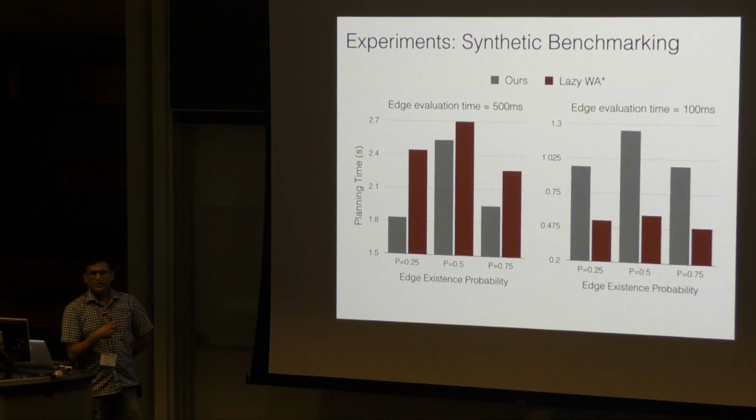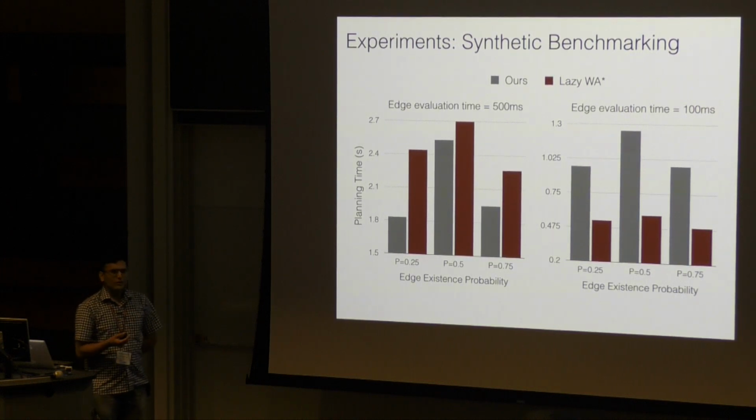So the other interesting thing to note here is that if the edge existence probability is either low, 0.25, or high, 0.75, then the planning times are small. But if it's 0.5 in the middle, then the planning times tend to be larger for both of the methods. And intuitively, that's because if the entropy of the distribution or the environment is small, then we can make use of that information to plan better. So that's the sort of experiments.